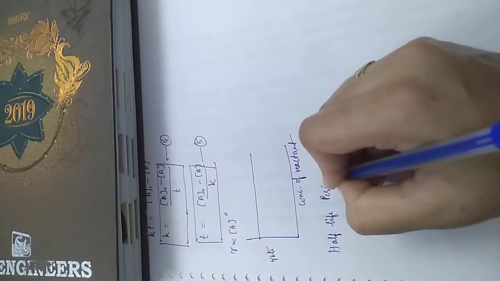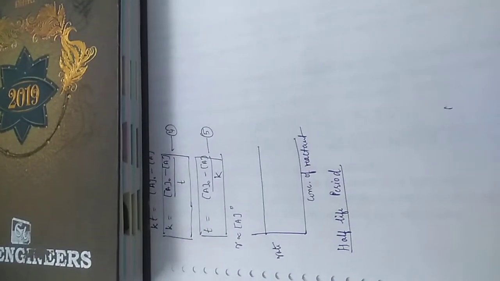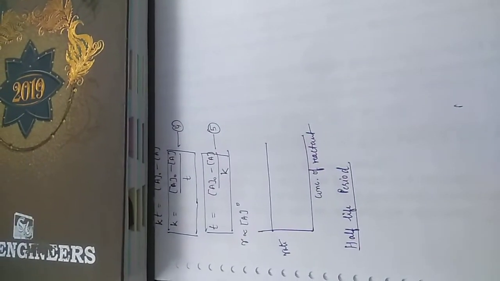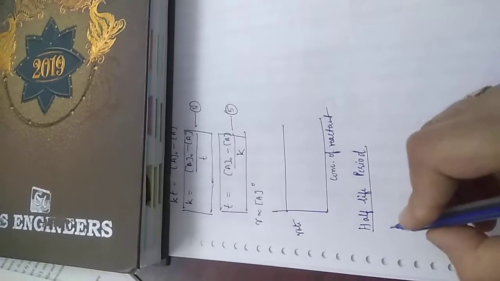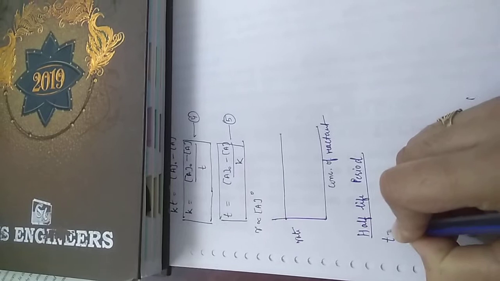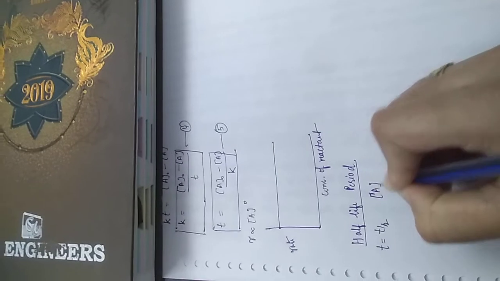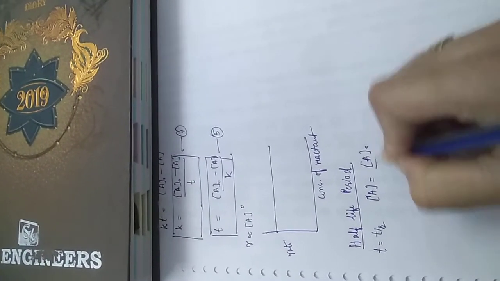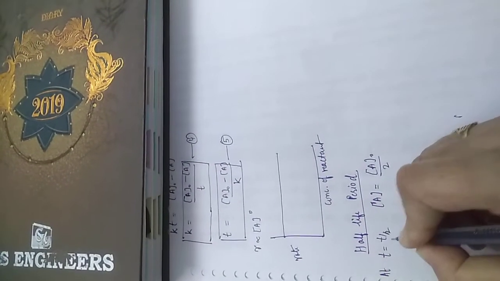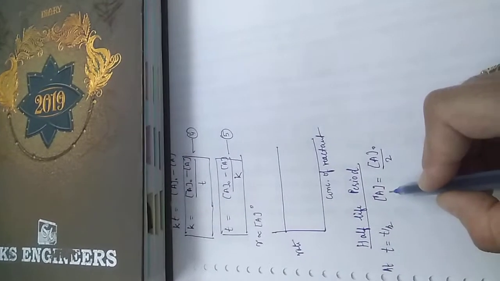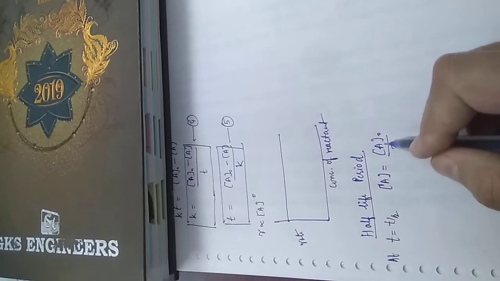Half-life period or half-life time is defined as the time taken for the concentration of reactant to decrease to half of its initial value. So what I am saying is half-life time is that time at which concentration of our reactant becomes half of its initial value. So at t equal to t half, our concentration of reactant, that is concentration of A, is equal to initial concentration divided by 2.